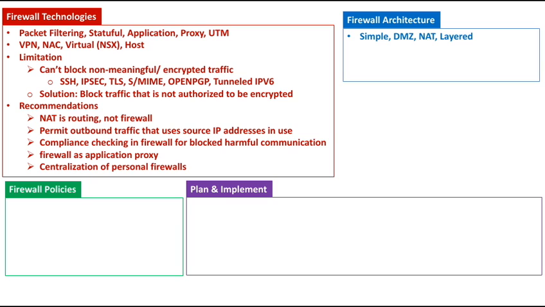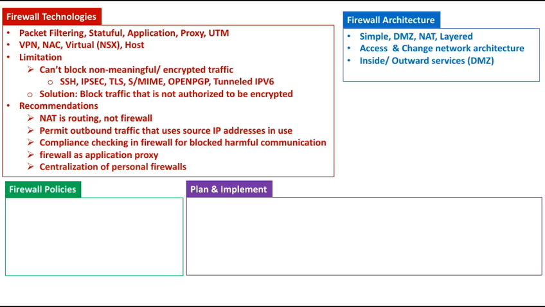Then you can deploy the firewalls in layers, that is, one firewall can be put behind another firewall. So these are different deployment options. For deployment of any firewall in your organization, you have to assess your current architecture, and you may have to change your current architecture for deployment of any firewall.